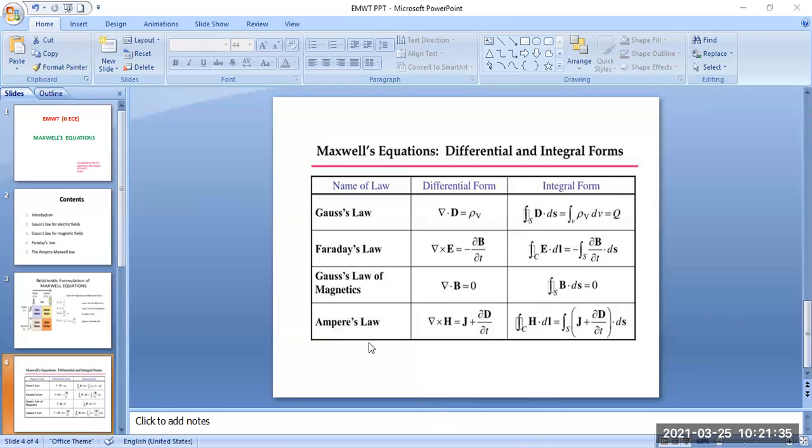So this is about the Maxwell's equations in differential form and the integral form. Actually, Maxwell's equations in different forms and word statements. The word statements are nothing but the Maxwell's equations written in the form of sentences. That is called the word statement. So different forms means we need to derive the Maxwell's equations for different cases.